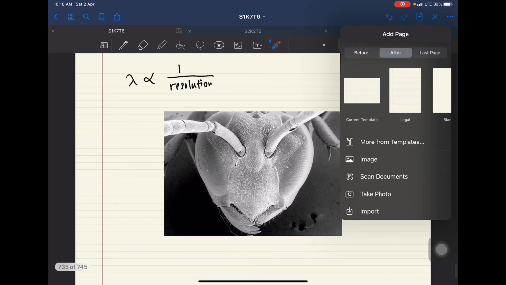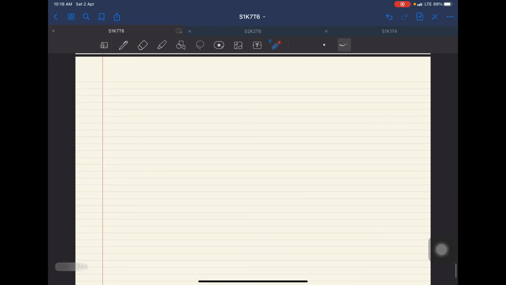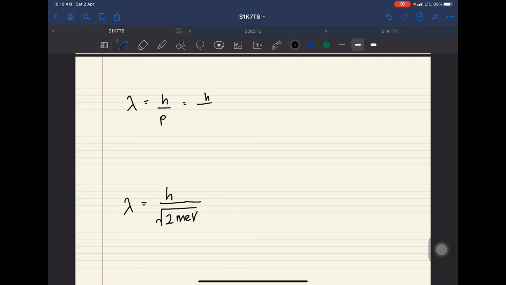As a conclusion, a summary, the last part, in terms of calculation, which is what they might ask in the exam, you have two formulas. Lambda equals h over p, and lambda equals h over the square root of 2meV. This one you can write as mv as well, which is momentum, mass multiplied by velocity, and this one you can write in terms of kinetic energy. So most of the time you just have to use these formulas.